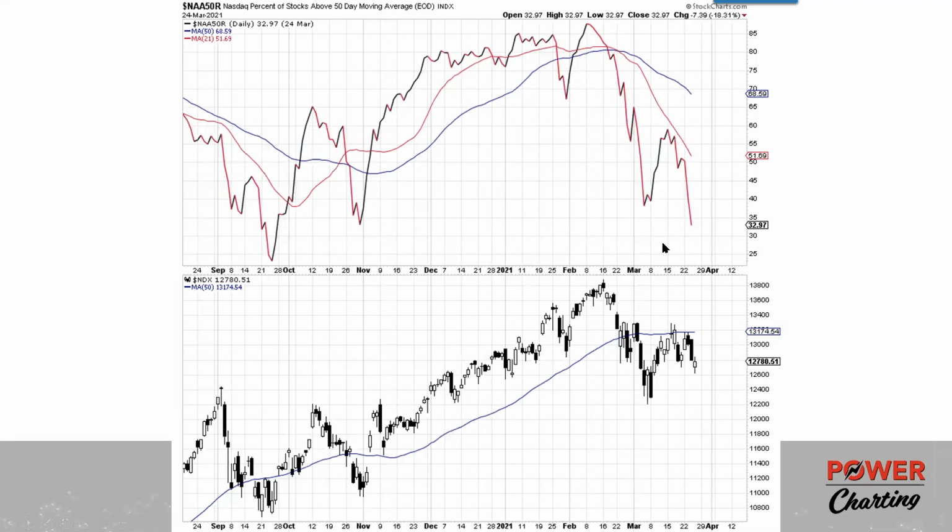NASDAQ stocks above their 50-day moving average. This is the NDX. And you can see that in the NDX, we know it has been really weak. Here you can see this breadth type indicator breaking down to a lower low. This is daily data, but typically when you have that kind of a breakdown, you're going to at least get a test of the lows, possibly go lower, so we'll watch for that. But you can see here the distributional nature. We're going to talk a little bit more about this in a minute.